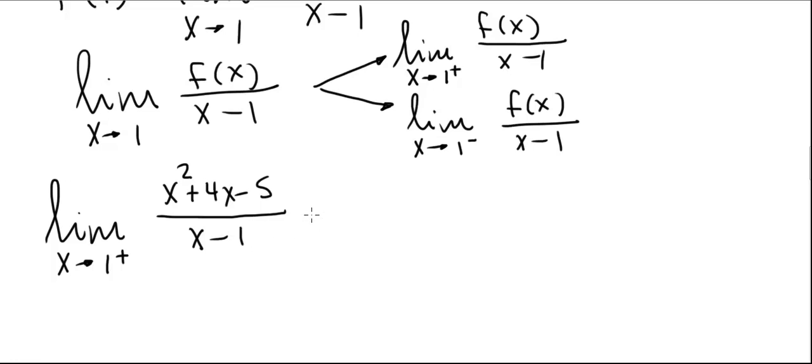As x approaches 1, the numerator approaches 0, and so does the denominator. This is an indeterminate form. We know how to handle that. This is the limit as x approaches 1 from the right.